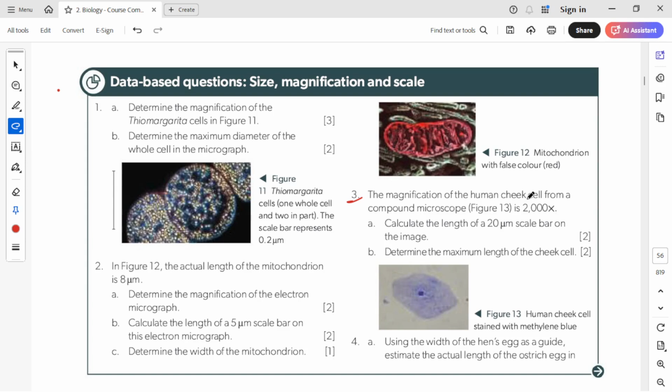So the magnification of human cheek cell from a compound microscope is 2000x. Calculate the length of a 20 micrometer scale bar on the image. So now this is the magnification and this is the actual size. So for the 20 micrometer scale bar, if you want to find out what will be the size of it, let's just check.